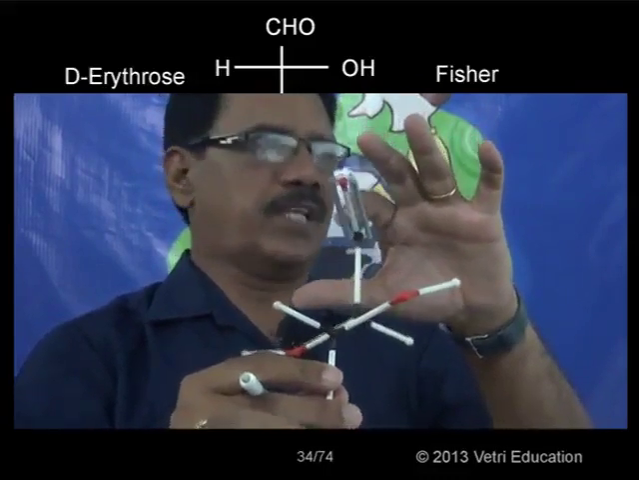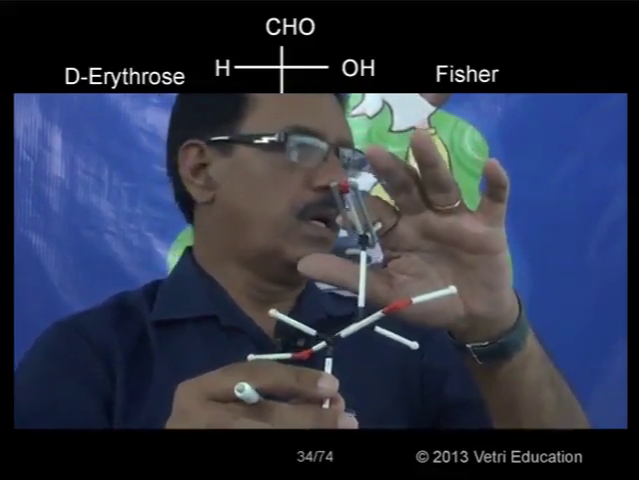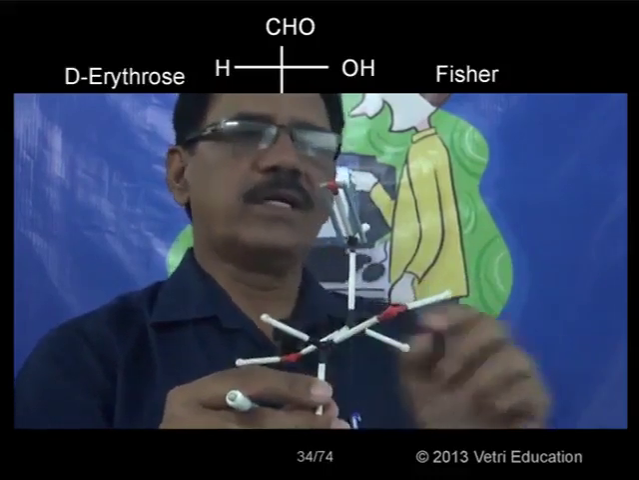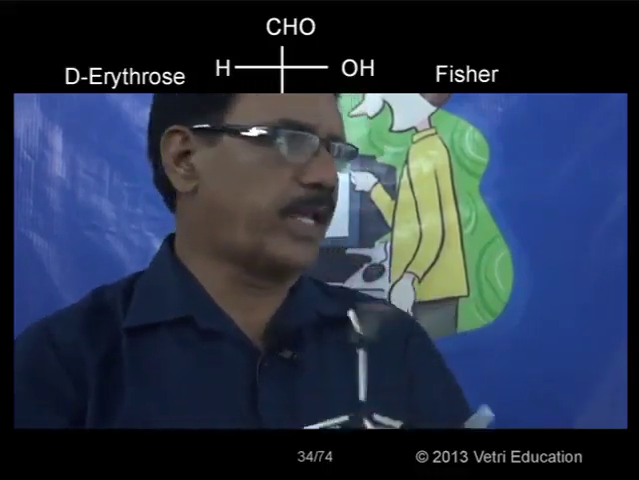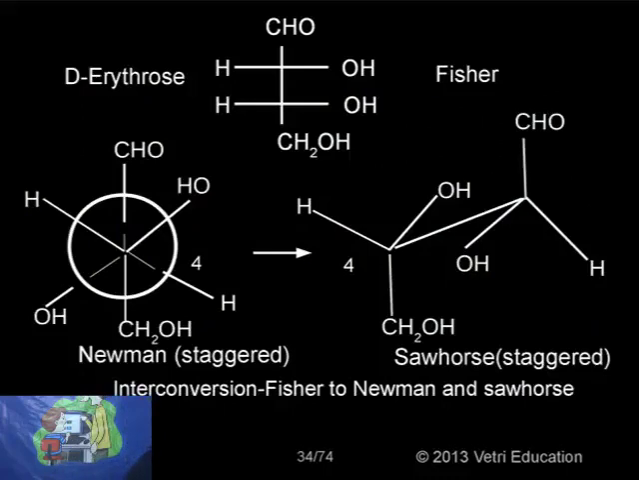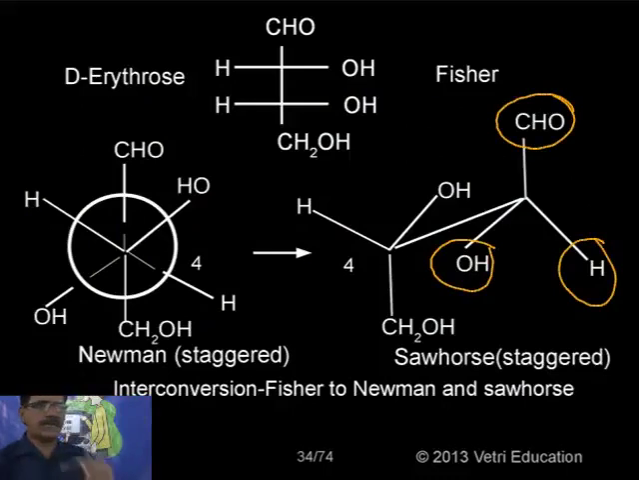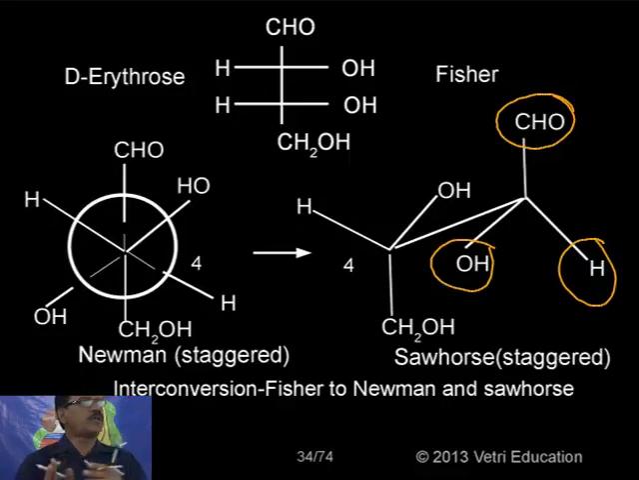Just see, at the top CHO, on your left again OH, on your right H. See this board here, this is not changing. Whatever you are seeing in the model, you can see here. We are just taking it and putting it in this. The only thing is, with the same model, when doing a Newman projection we are not seeing the carbon-carbon bond, but when seeing the Sawhorse projection we have to view the model in such a way that the carbon-carbon bond is seen.